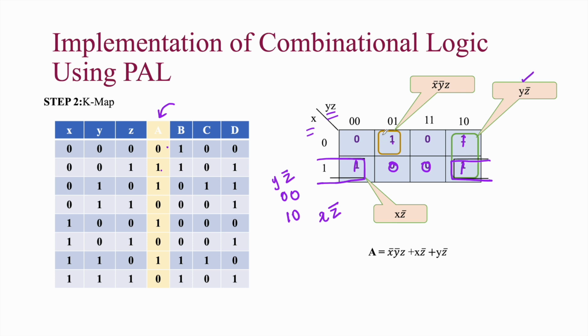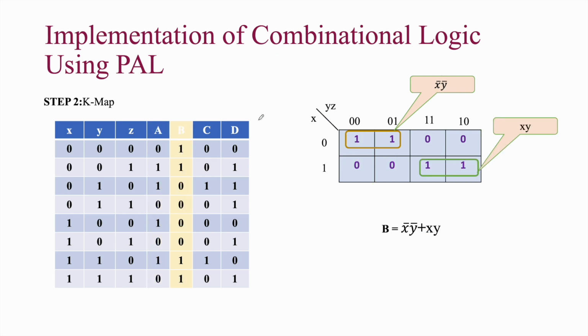When we consider this one alone, we have x bar y bar z, x bar y bar z. Therefore, x bar y bar z plus x z bar plus y z bar. This becomes the expression for A. In the same way we have to do for B also.